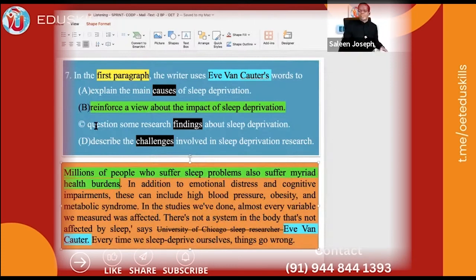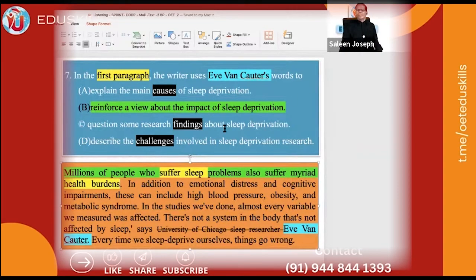What is the cause? Suffer sleep means sleep deprivation. That is the cause. Effect is health burdens, problems. Cause and effect. So definitely the whole thing is going to speak about cause and effect. The whole text, I think text 2, sleep deprivation, will speak about cause and effect.